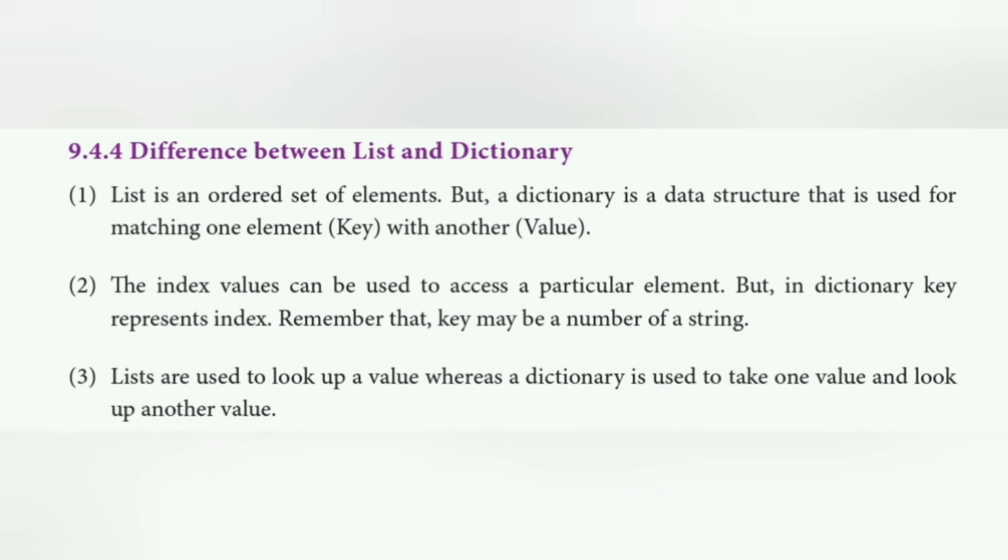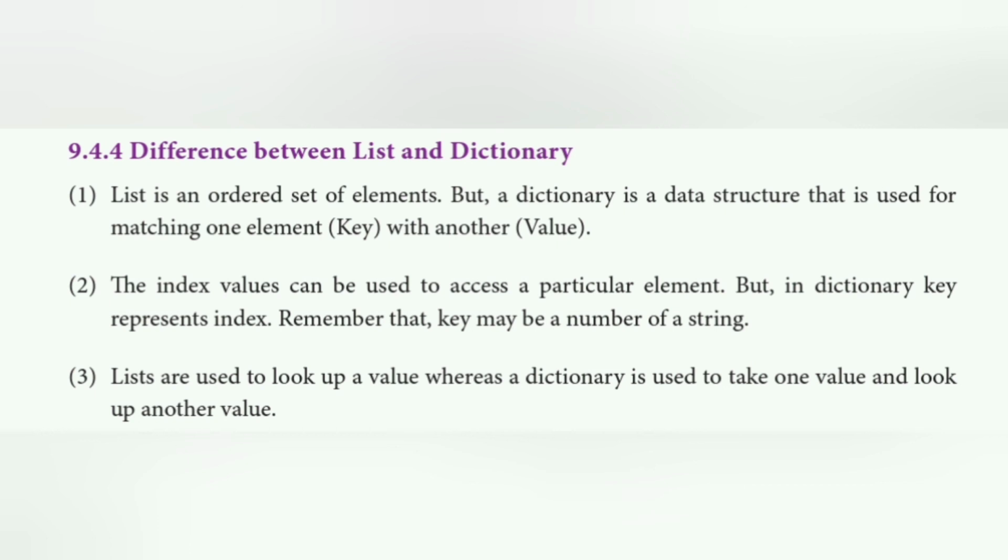In the previous class, you have learned list, tuple, set, and now dictionary. All these are the four different collection data types. So we'll see the difference between list and dictionary. List is an ordered set of elements, but dictionary is a data structure that is used to match one element with another. So only in dictionary we have a key and its value. It is just like matching one element with another element.